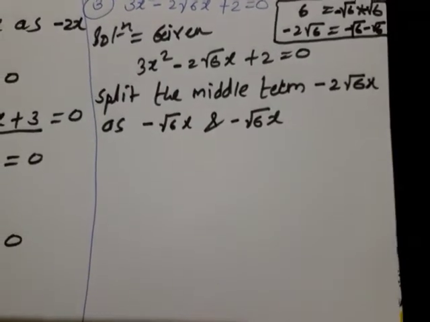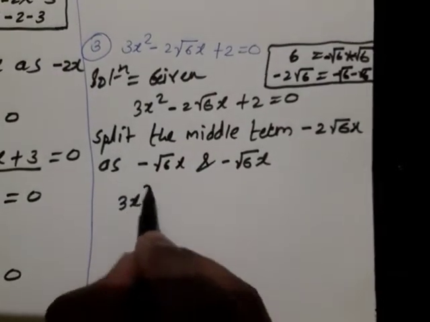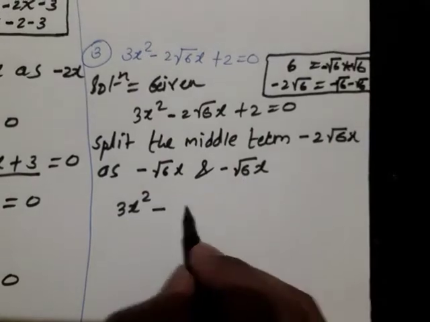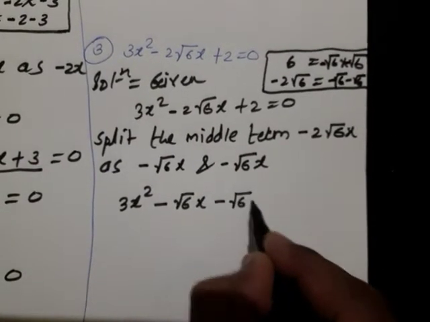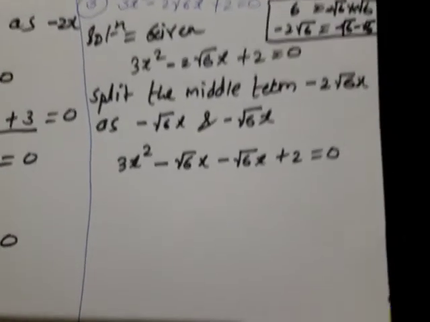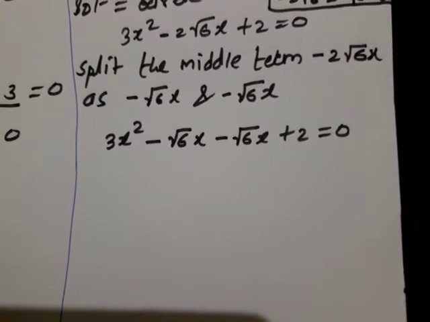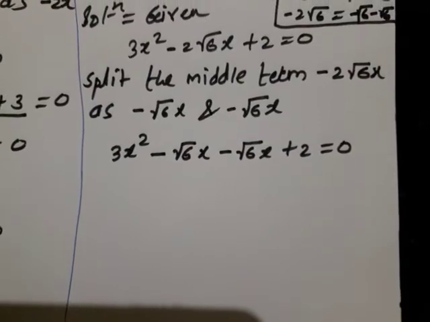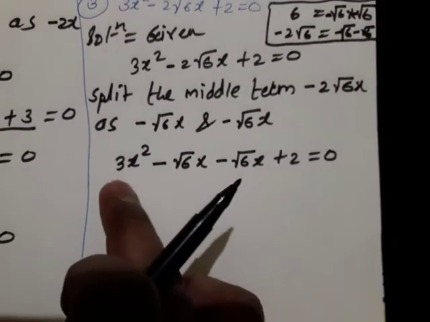Okay, next we will put in this equation 3x square minus 2 root 6. It means what now? Minus root 6x minus root 6x plus 2 is equal to 0. Got idea? Okay. Now we will split this. How we are going to split this? Splitting I will show you. Listen, you will come to know that. 3.